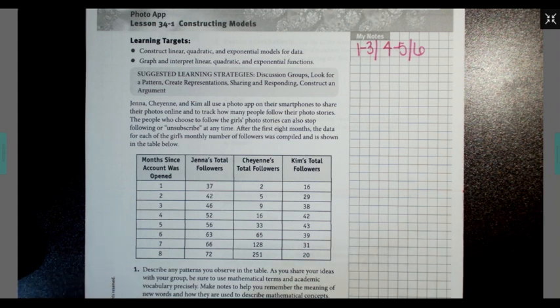Gina, Cheyenne, and Kim all use a photo app on their smartphones to share their photos online and to track how many people follow their photo stories. The people who choose to follow the girls' photo stories can also stop following or unsubscribe at any time. After the first 8 months, the data for each of the girls' monthly number of followers was compiled and is shown in the table below.